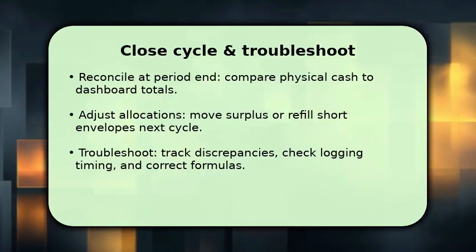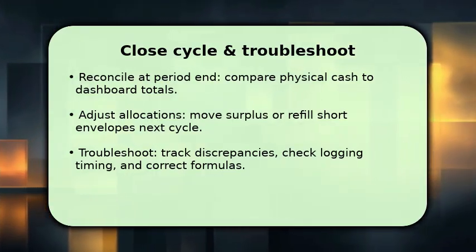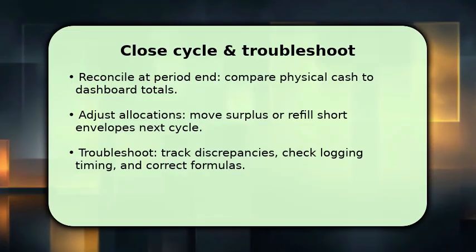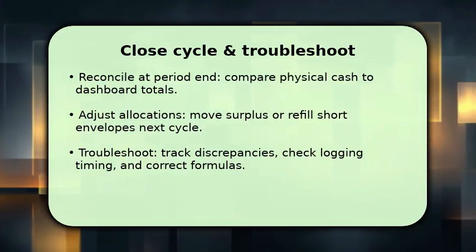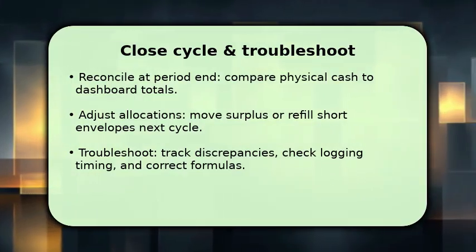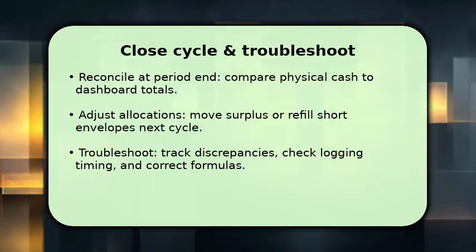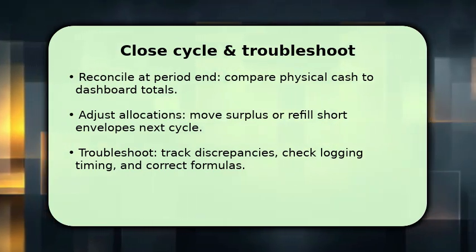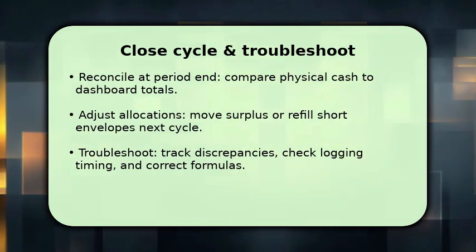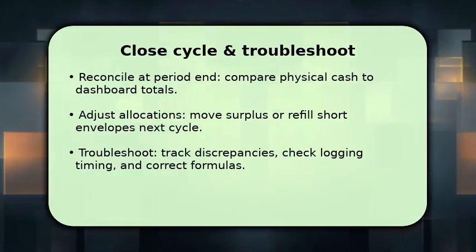If numbers don't match, isolate discrepancies by checking receipt timestamps, recent entries, and whether a formula was overwritten. Correcting one formula or a missing entry usually resolves the issue. Make a single troubleshooting note so you avoid repeated errors, and then restart the next cycle with the lessons learned.